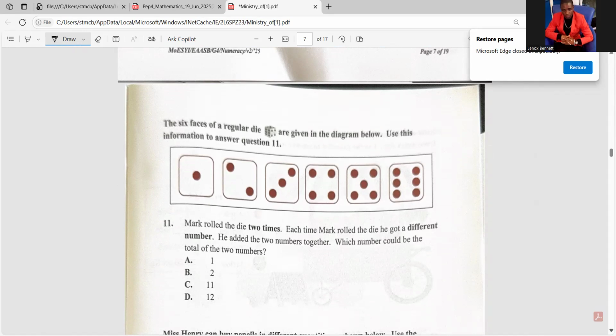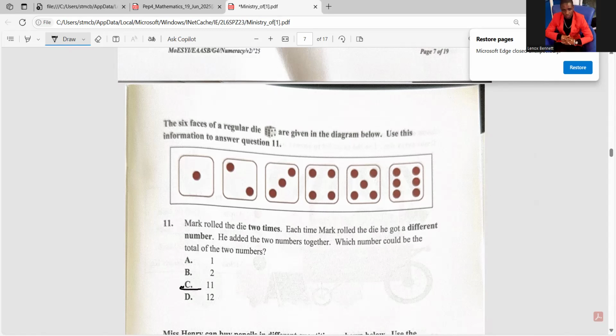Mark rolled the die twice. All right, so I'm rolling it 2 times. Each time Mark rolled the die, he got a different number. He added the 2 numbers together. Which number could be the total? All right, so it can only be 11.